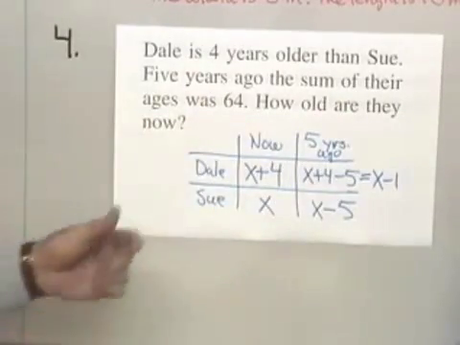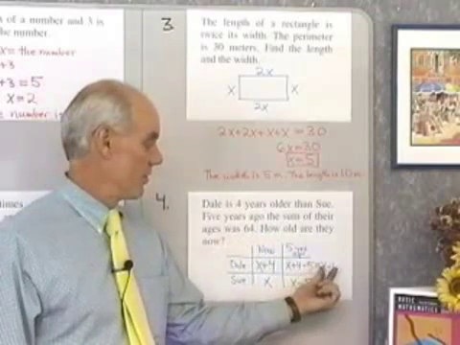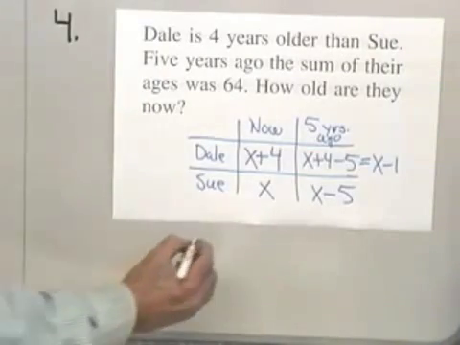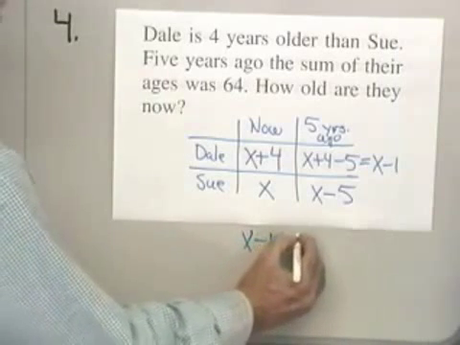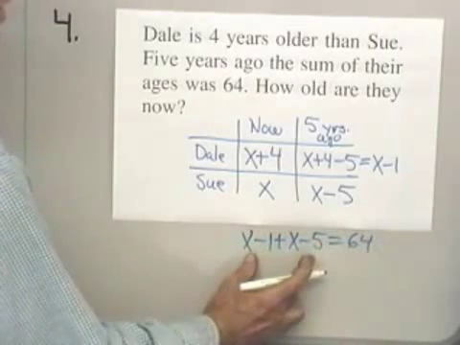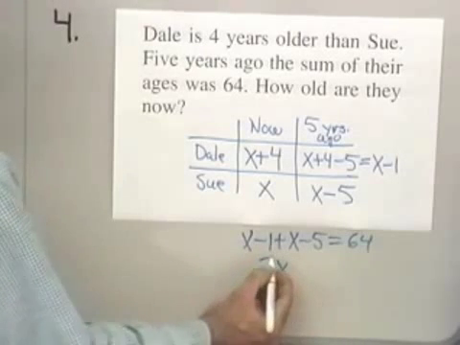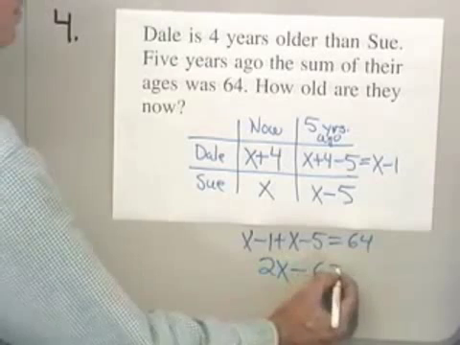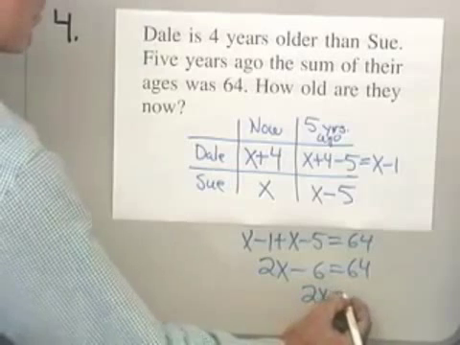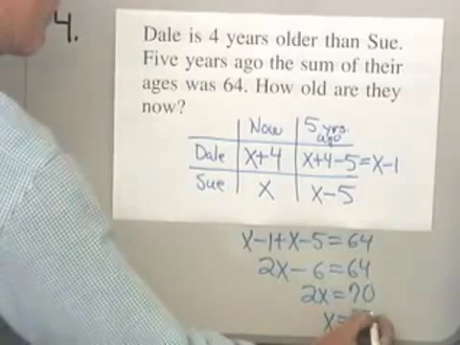Now I reread the problem, and what it says is that 5 years ago, the sum of their ages was 64. So 5 years ago, these are their two ages, and the sum of those two things turns out to be 64. So x minus 1 plus x minus 5 has to be equal to 64. That's the sum of their ages 5 years ago is 64. So x plus x is 2x. Negative 1 plus negative 5 is negative 6, equal to 64. Now I'll add 6 to both sides, and I get 2x is equal to 64 plus 6, which is 70, so x is equal to 35.